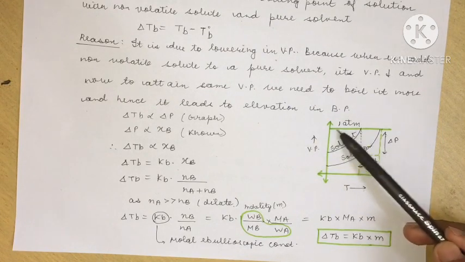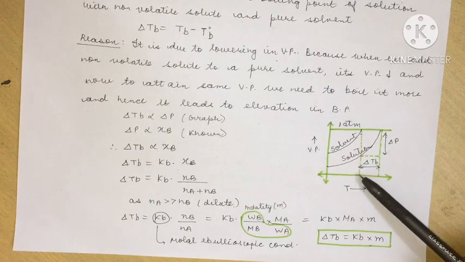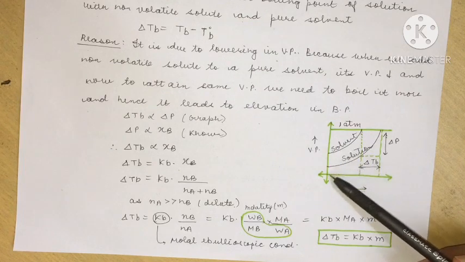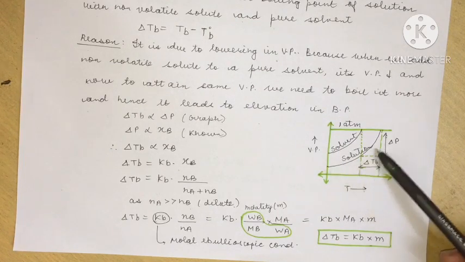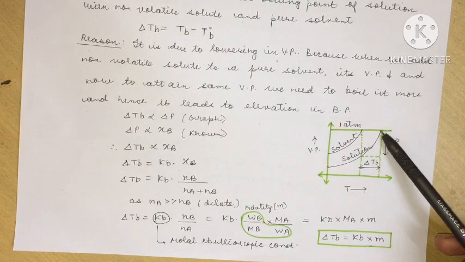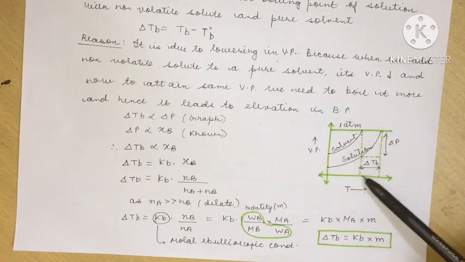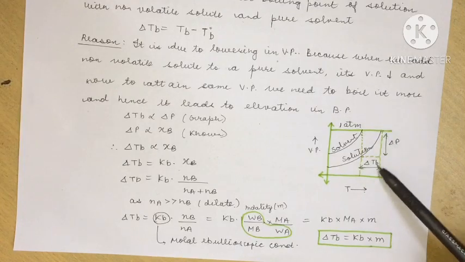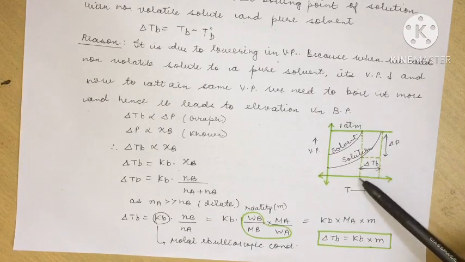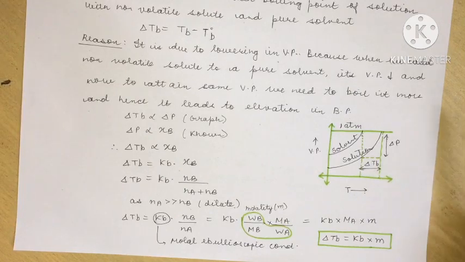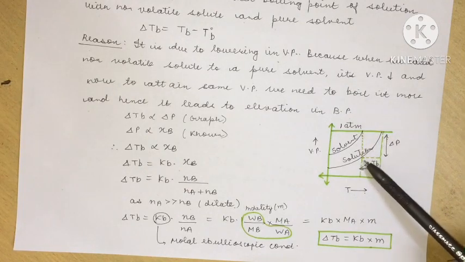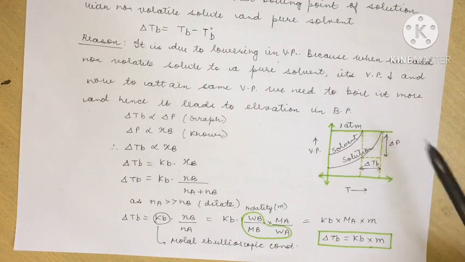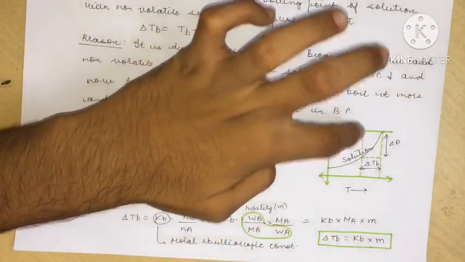At this point we have this much vapor pressure at a lower temperature. But if it is a solution with a non-volatile solute, we have to heat it more, we have to give more temperature to attain the same amount of vapor pressure. So we have taken more temperature. The difference between the pure solvent's boiling point and the solution's boiling point is delta Tb, which is the elevation. Similarly, at the point when the solvent had attained its vapor pressure, what was the solution's condition?